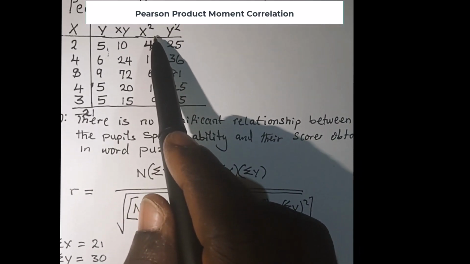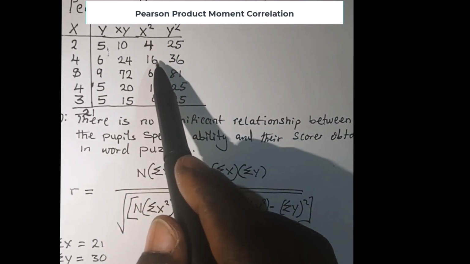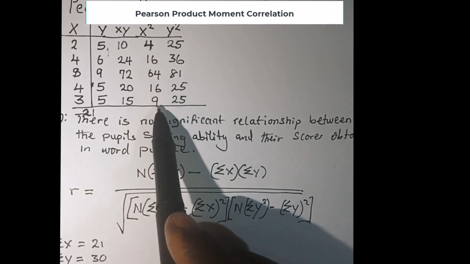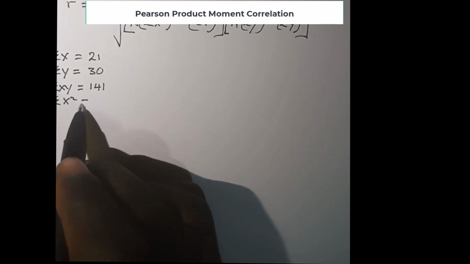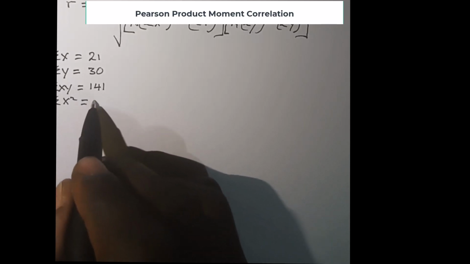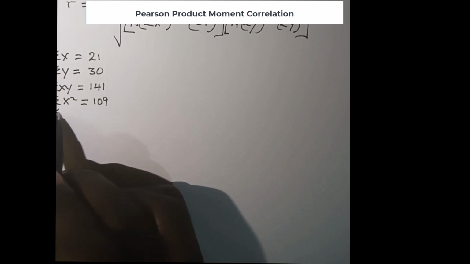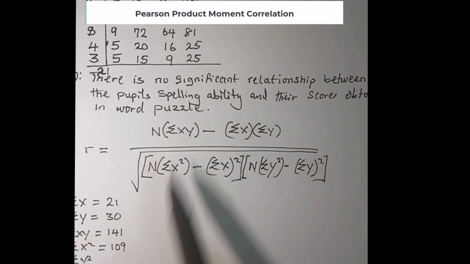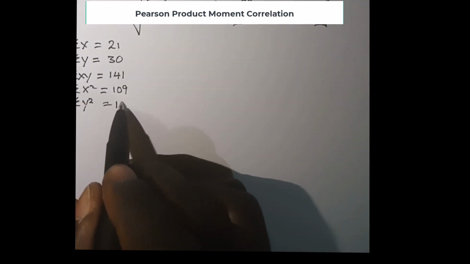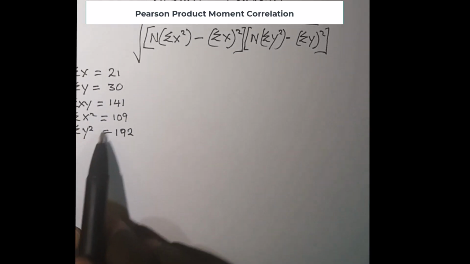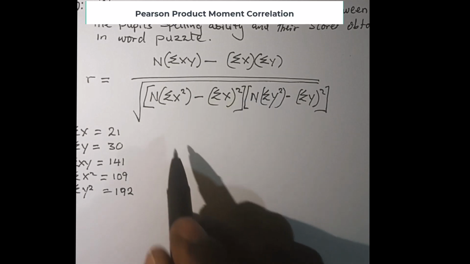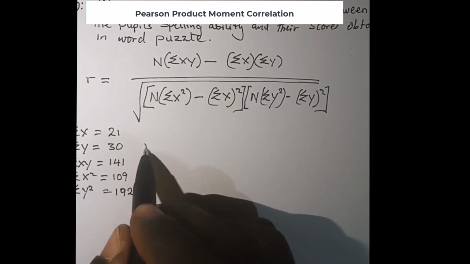Then when we sum up x squared, the summation of x squared gives us 109. Then summation y squared gives us 192. So having got all this, we can now substitute all of this into the formula. So by implication, we'll have r equal to n, where n is equal to 5.